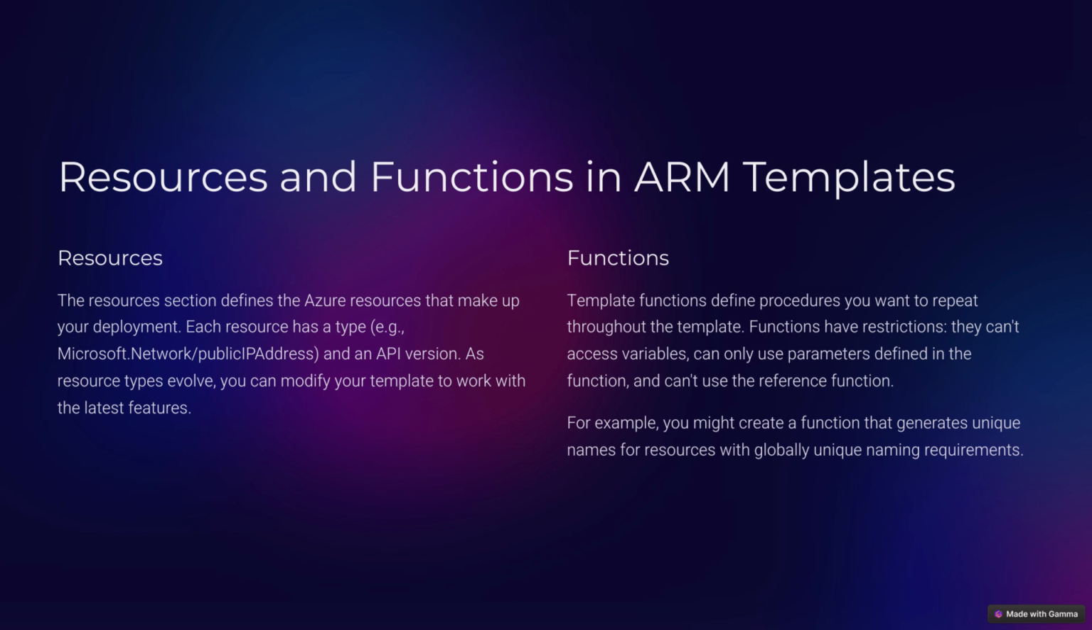Right. And then the other key part of this slide is functions. The guide describes these as reusable procedures that you can call inside your template to do certain things. Like a common example, generating unique names for resources. Super important for a lot of Azure services. But there are some limitations on what these template functions can do. They can't directly access variables that are defined outside of the function itself. They can only use parameters that you specifically pass into the function. And they can't use the reference function, which is used to get properties from already deployed resources.